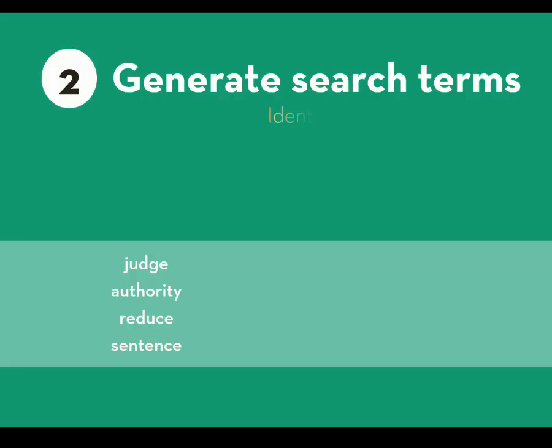So at this point, you could just run these terms in a database, but chances are you will miss a lot of relevant results. So we'll need to come up with related terms or synonyms for each of these terms. Coming up with search terms is a common stumbling block for students. Let's take one of our previous issues and brainstorm together as many related terms.